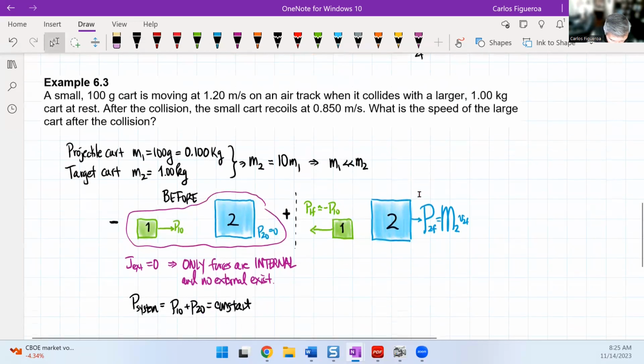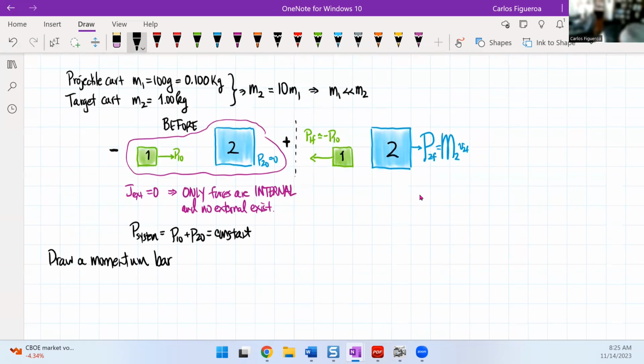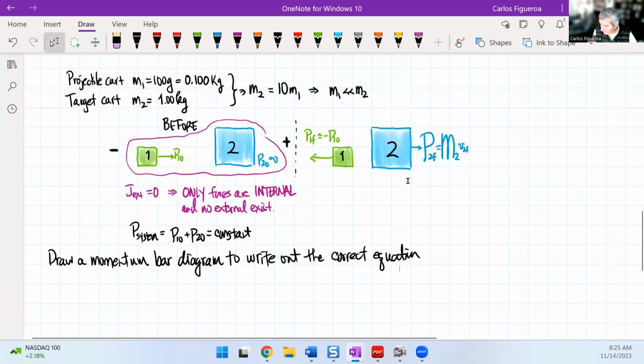So then I'm now going to draw a momentum bar diagram to write out the correct equation. By drawing the momentum bar diagram, not only are you getting the physics, but it's also writing the equation for us. So here I go.